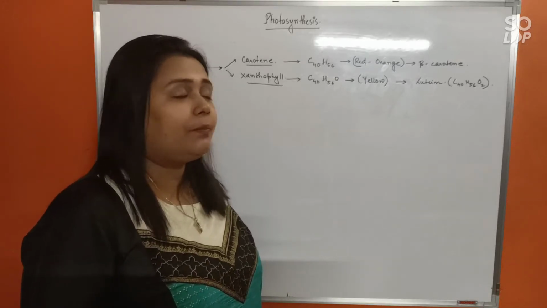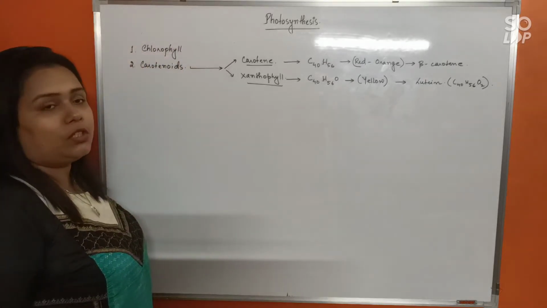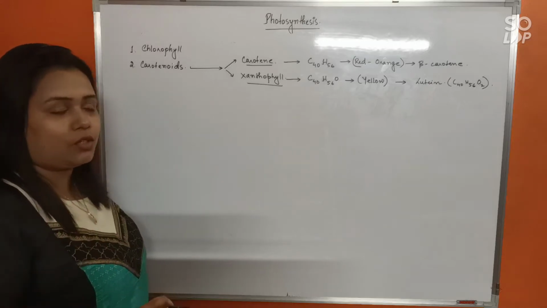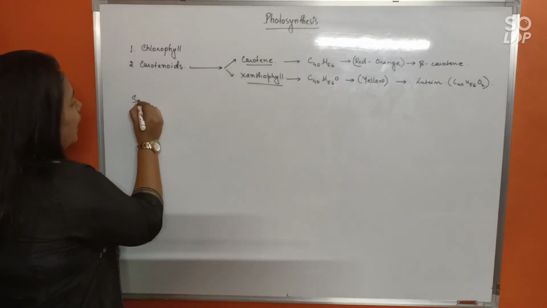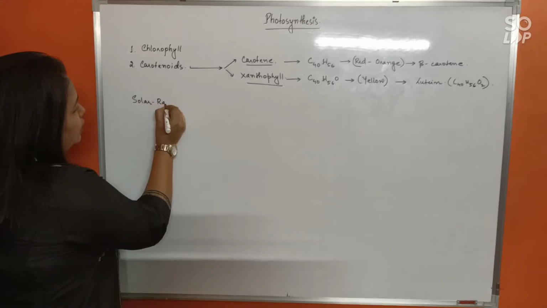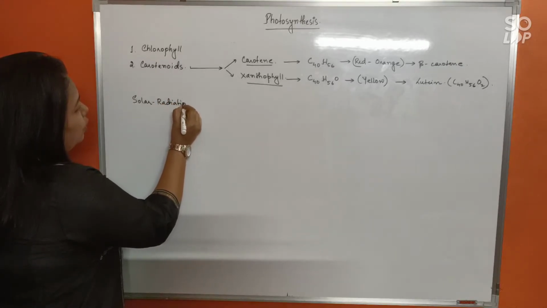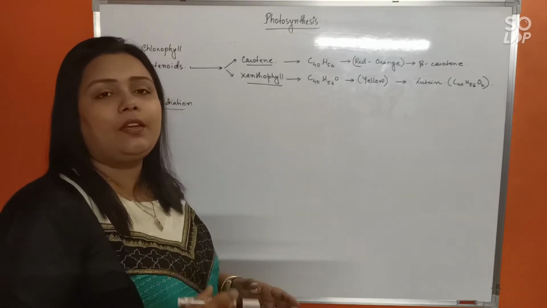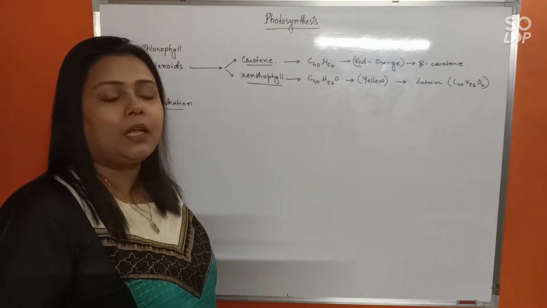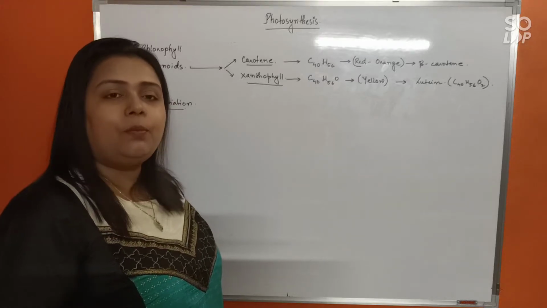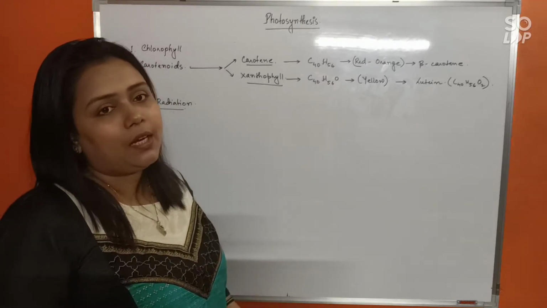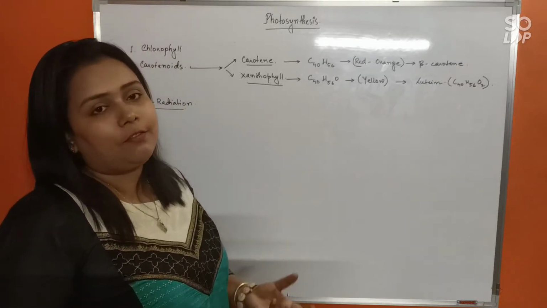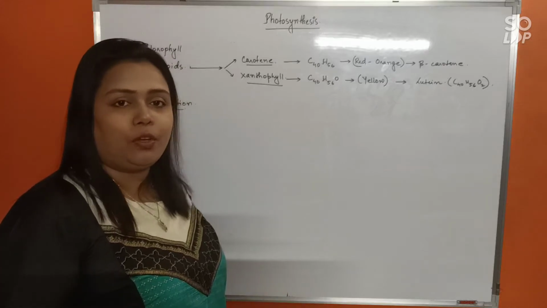Alright, understood this? Now, a very important thing that we are going to discuss is sunlight, the solar radiation. Let me give you an idea about it. You know very well that sunlight or solar radiation consists of various frequencies of radiation. The highest frequency is for cosmic ray, then gamma ray, X-ray, UV, then visible light, then infrared, microwave, radio wave.